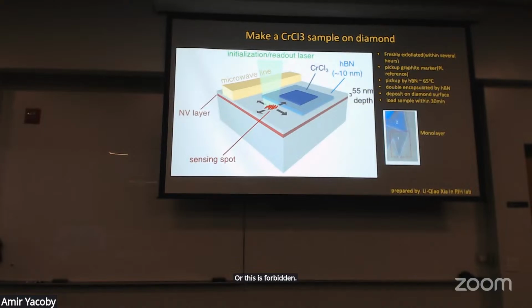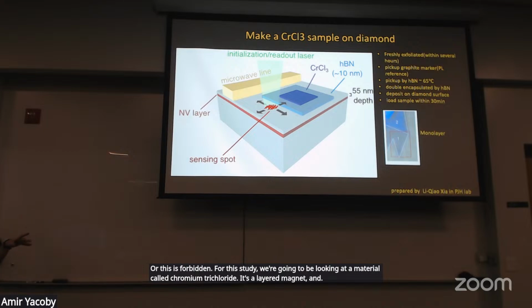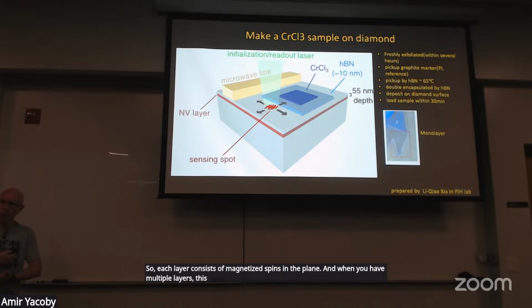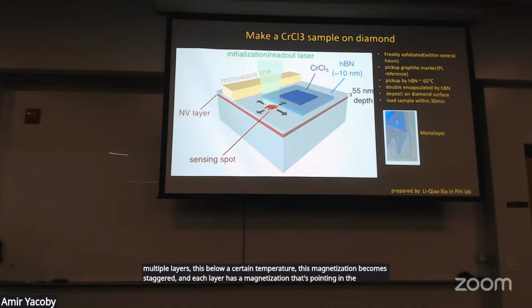For this study, we're going to be looking at a material called chromium trichloride. It's a layered magnet, and in the beginning, I'll talk about a monolayer. It's a layered antiferromagnet, so each layer consists of magnetized spins in the plane, and when you have multiple layers, below a certain temperature this magnetization becomes staggered, and each layer has a magnetization that's pointing in the opposite direction to the other layer. But we're going to be starting just with a single layer, so it's a ferromagnet.